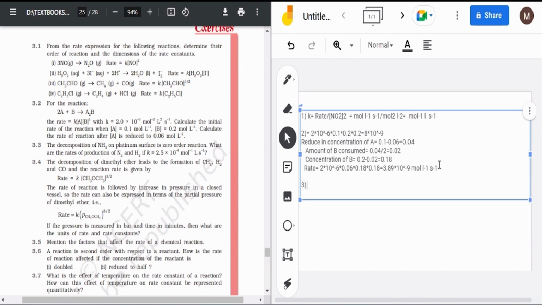In the third, what is said: decomposition of ammonia on platinum surface is a zero order reaction. What are the rate of production of N2 and H2 if K is given to be this value?